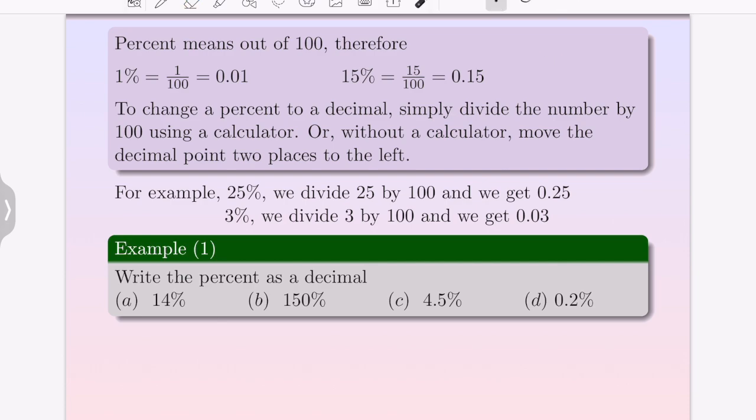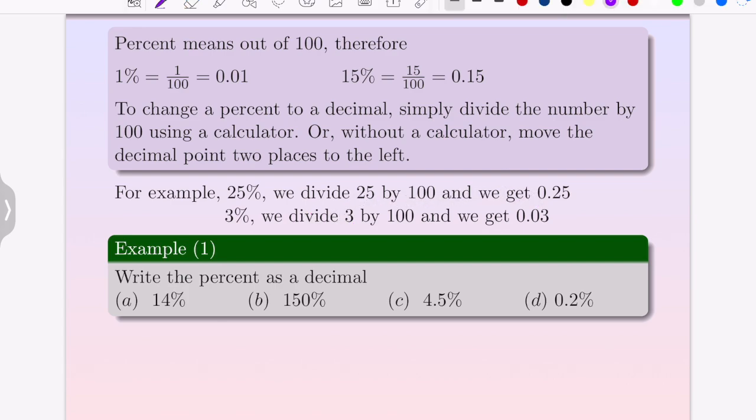Alright, without a calculator we move the decimal 2 places. For example, 25%, we divide 25 by 100 to get 0.25. As I said before, we're moving that decimal 2 spots, 1 and 2, and we have the decimal right here. 3%, we divide 3 out of 100, or move this decimal 1 and 2 spots, so we need to fill it up with 2 zeros there.